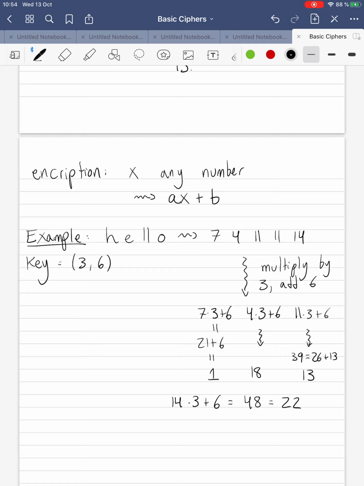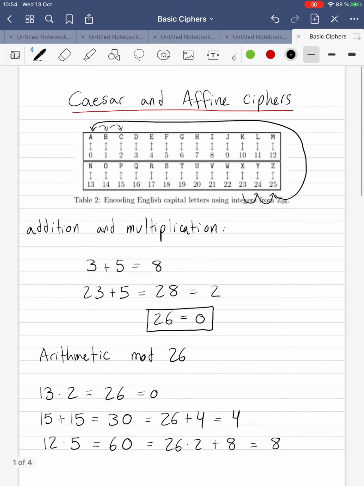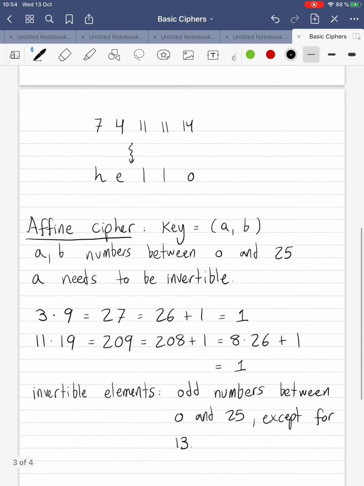So my new numbers are 1, 18, 13, 13, because remember 11 is repeated twice, that's the LL, and then 22. Now I translate this back into letters. 1 is B. 18 is S. 13 is N, 13 is N, and 22 is W. So it's B, S, N, N, W.